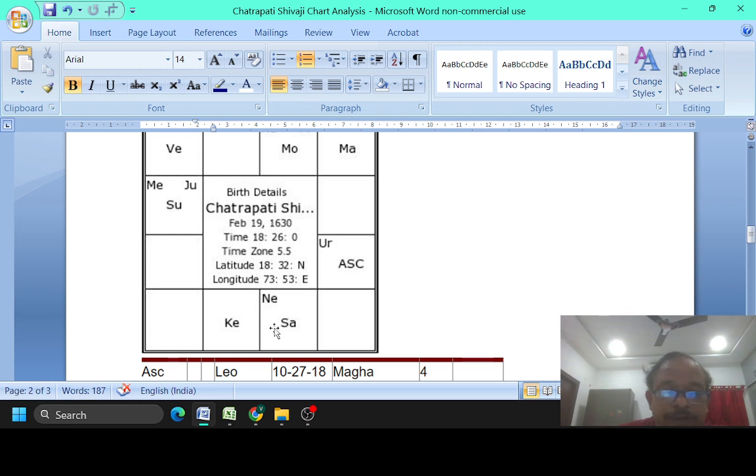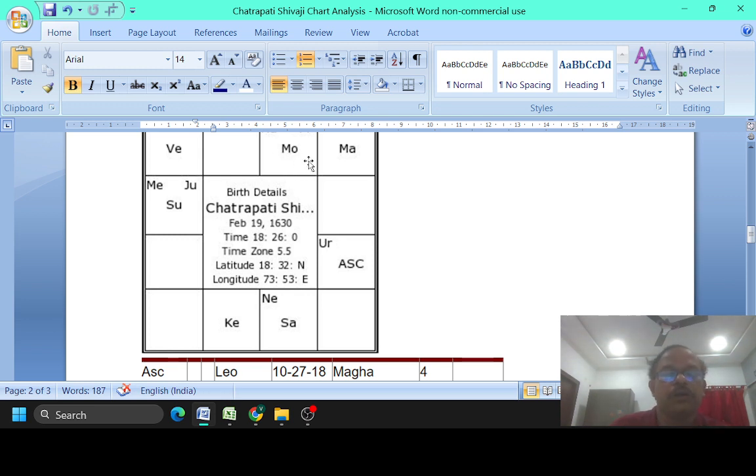Remember these three aspects for every planet. Saturn gets exalted in Libra, so Saturn is exalted in his birth chart. Venus also gets exalted. Venus is in Pisces, so exaltation is Pisces for Venus, debilitation is Virgo, and mool trikona is Libra. And in his case, Moon also gets exalted in Taurus. Moon is exalted in Taurus, debilitated in Vrishchika, that is Scorpio, and the Moon has its mool trikona sign in Taurus itself.